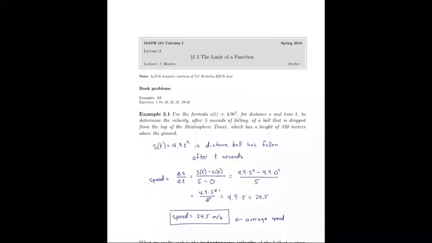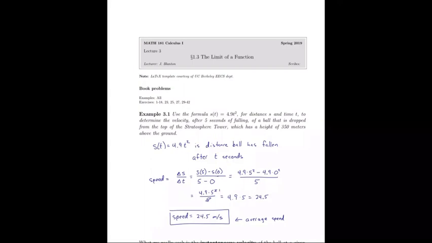Section 1.3 is where we introduce the limit of a function. So this is our first step into calculus. And it'll turn out that the limit of a function is really the heart of calculus. It's how we'll generate things like the derivative and the integral, and how we'll really analyze functions in a useful way with sciences or further mathematics.